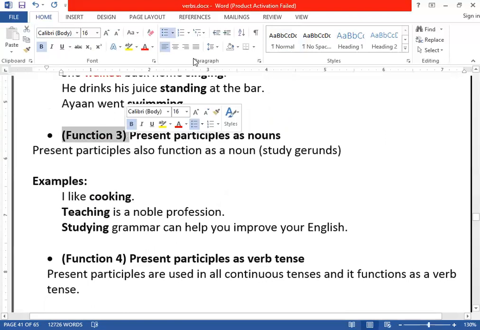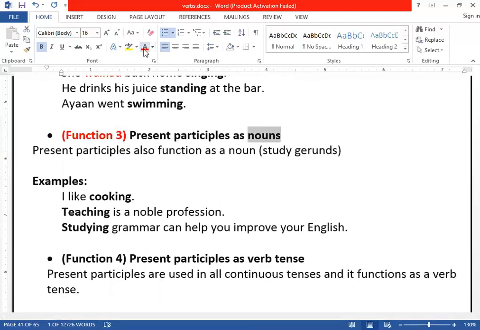The third function is that the ing form of verb can function as a noun. It can function as what? As a noun. And you have already studied this. If you haven't studied it, go and study gerund because we have explained it in more detail. It can function as a gerund. It can also function as a noun.